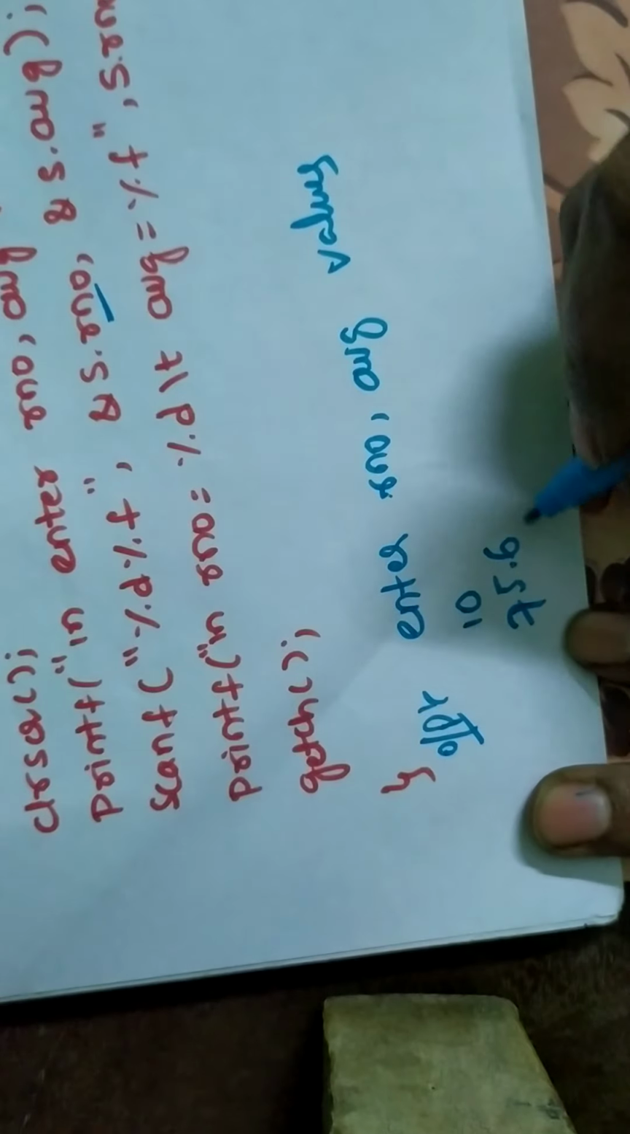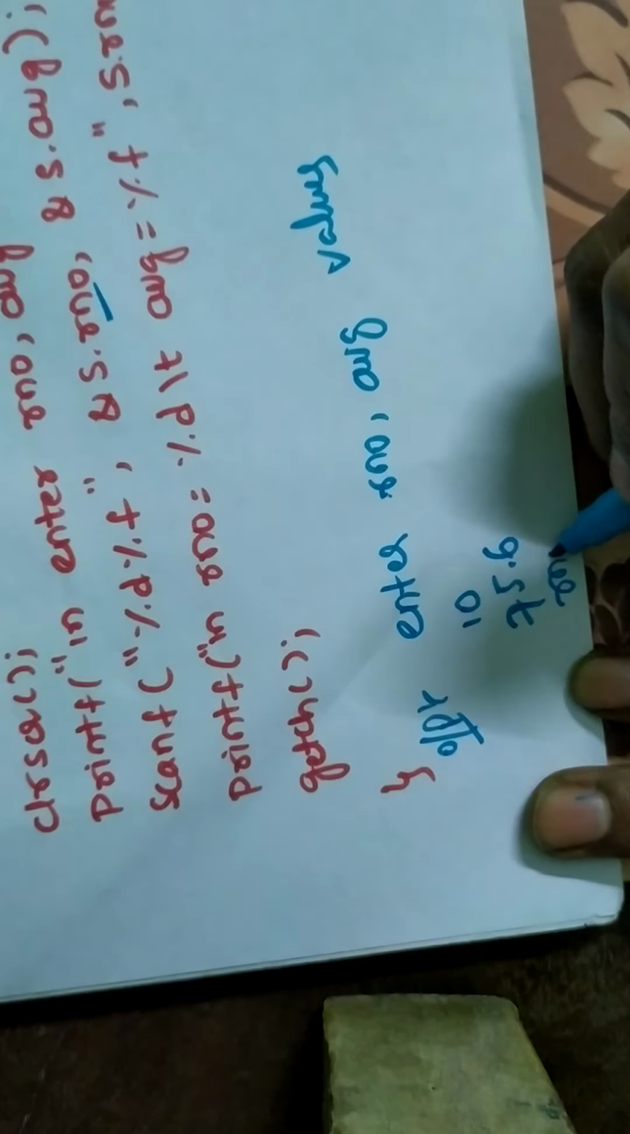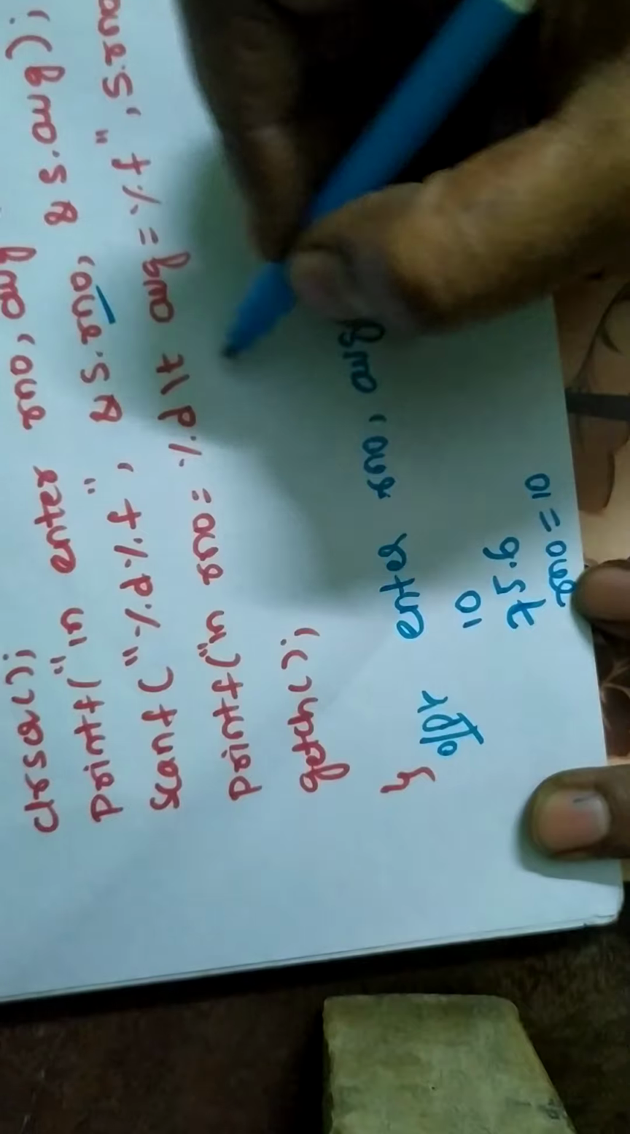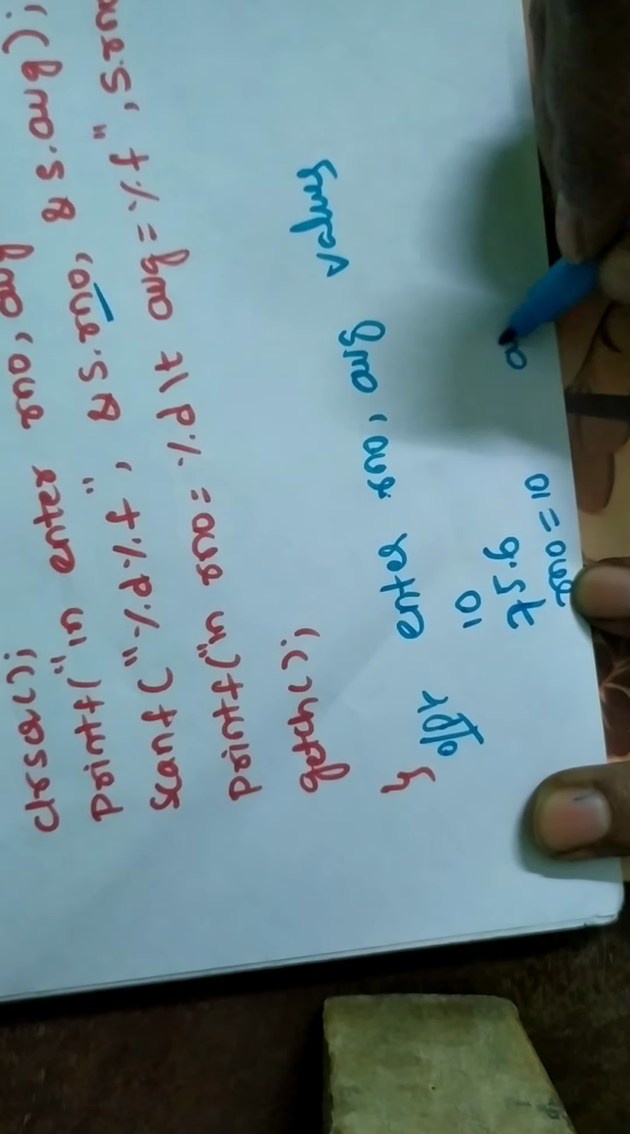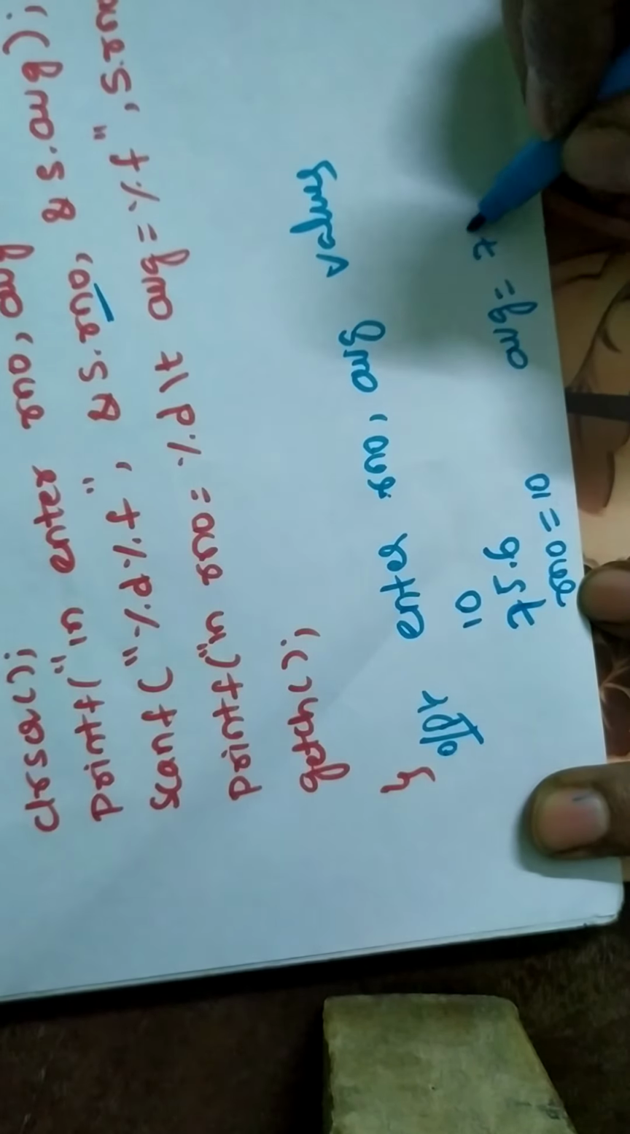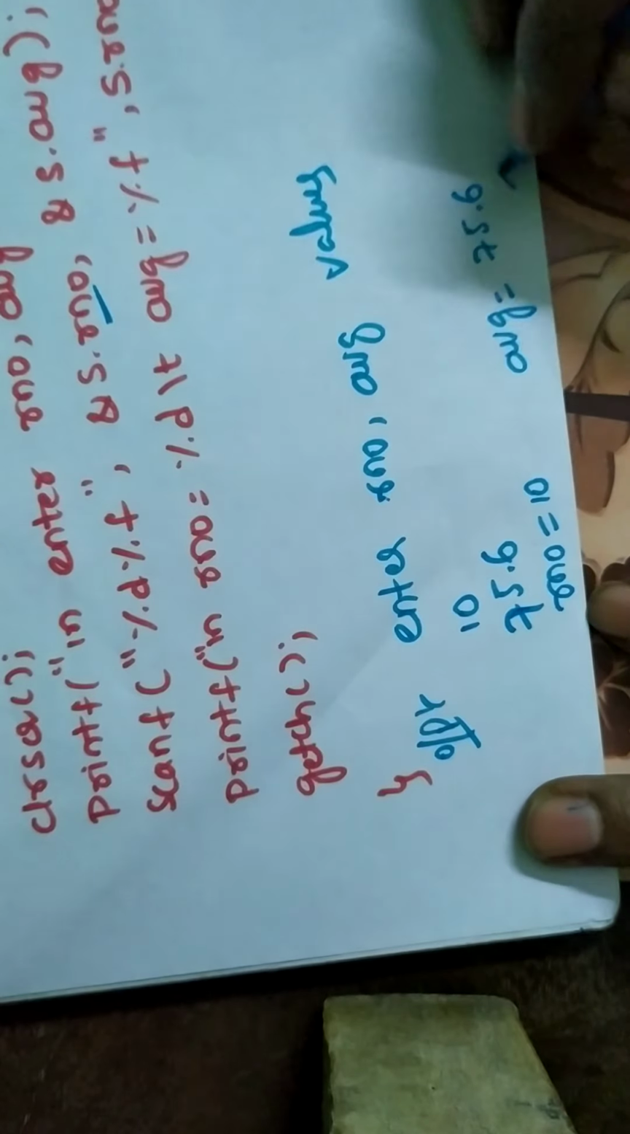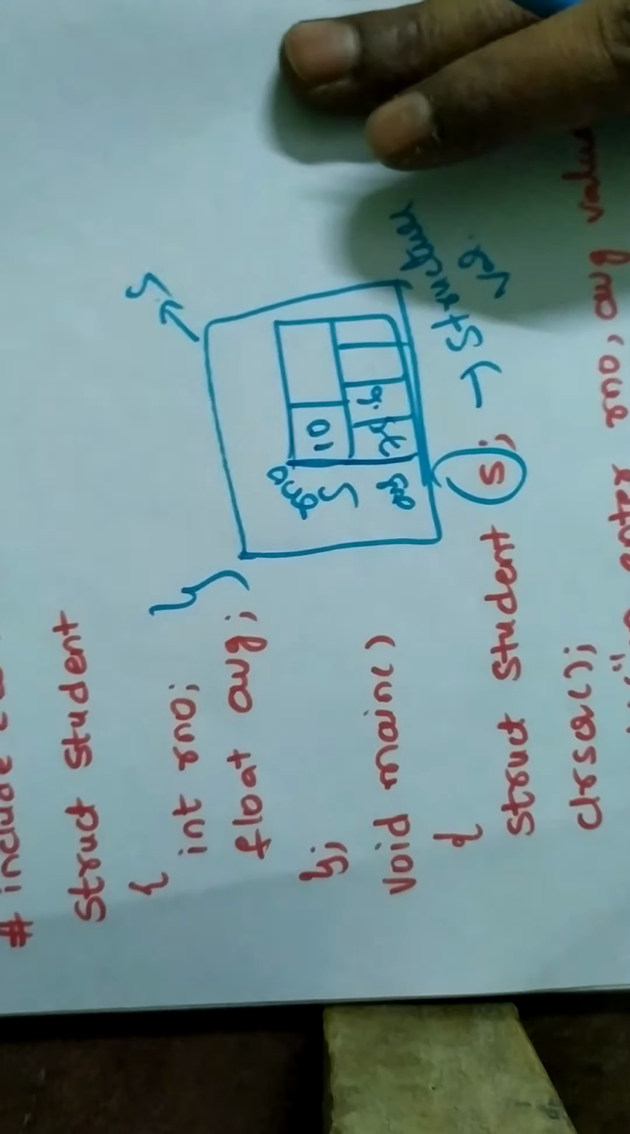So what is the output here? Rule number is equal to 10, \d is there, so after 5 spaces it will print the average value like 75.6. So that's it. This is the basic program related to structures.